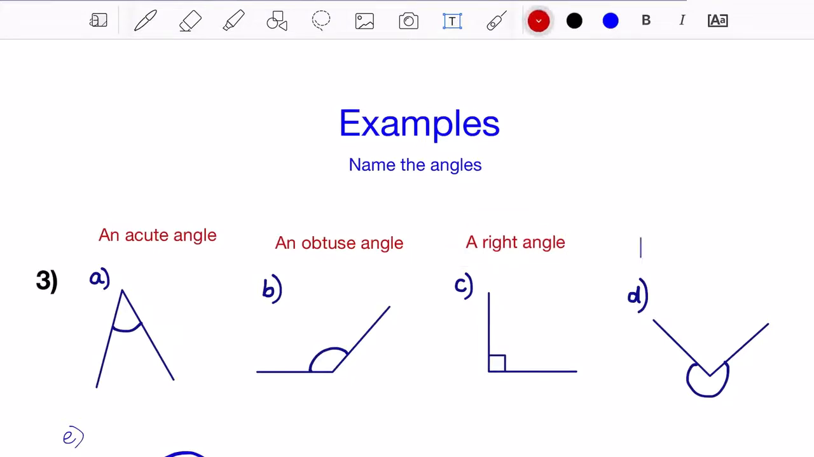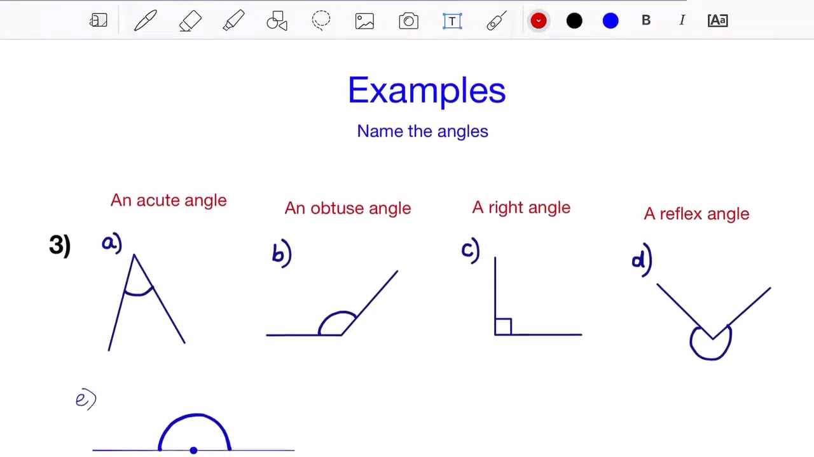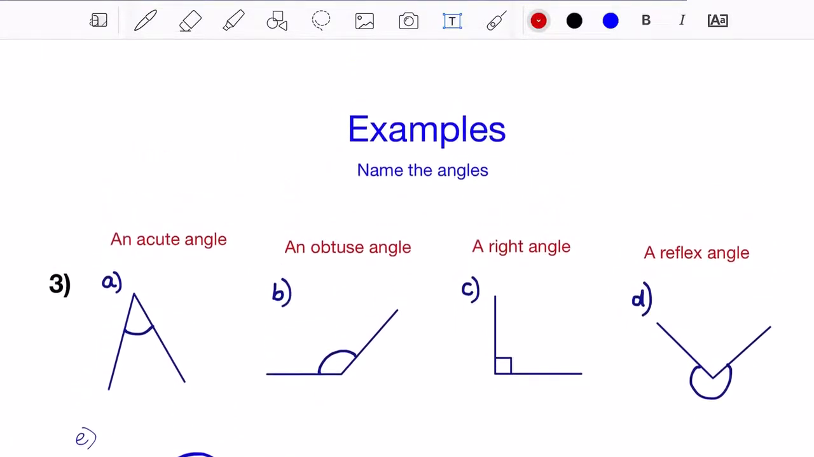D, D is more than 180 degrees but less than 360 degrees. So it's called a reflex angle. And lastly, E. E is a straight line angle. Now we can move on to an exercise.